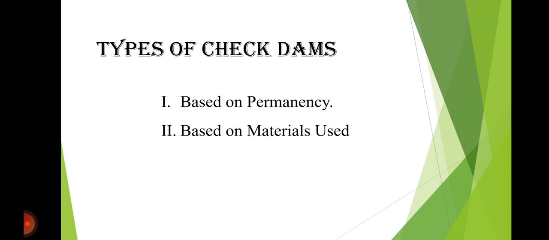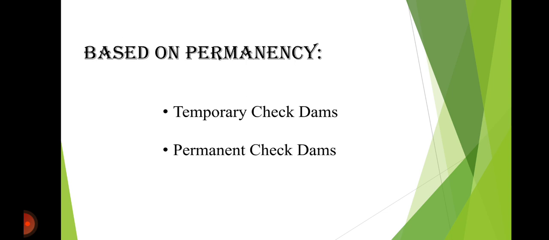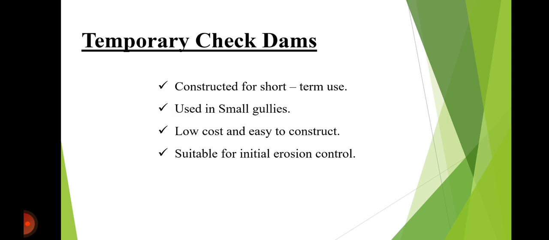So from our PPT, types of check dam are divided into two types, based on permanency and based on material used. First, based on permanency, there are two types of check dams. One is temporary check dams, and next is permanent check dams. So based on permanence, check dams are mainly classified into two types.